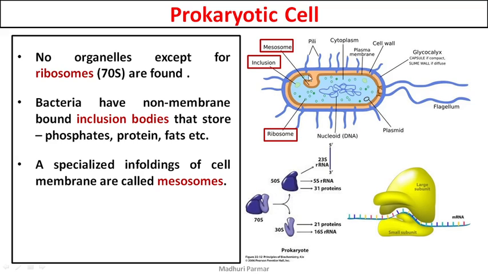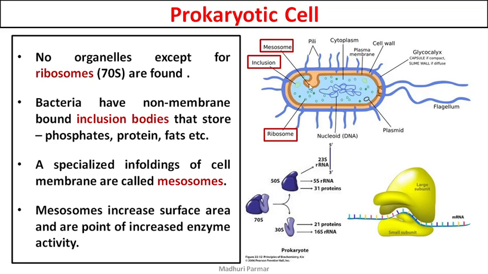So what happens is some reactions take place near these mesosomes. Mesosomes create that specific environment for one kind of metabolism to occur. So wherever you see mesosomes, you see a lot of increased enzyme activity. The enzymes will be found here and some or the other metabolism will be happening near this mesosome. It increases the surface area of the cell where these reactions can take place.